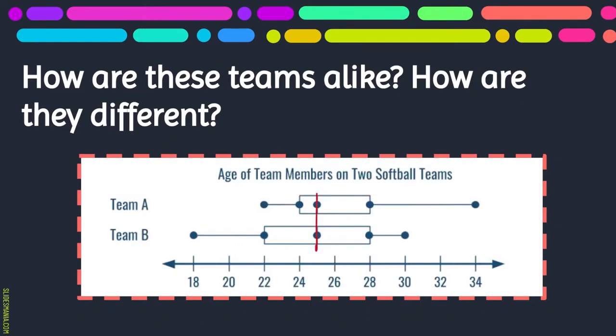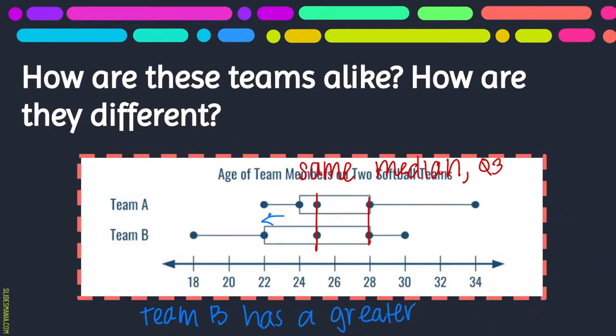When I look at these, I notice that they have the same median. So I find that interesting. They have the same median. They have the same value for quartile 3. They do not have the same value for quartile 1. And I notice immediately that the value for quartile 1 for team B is way far to the left, which tells me that that box has a wider range. So team B probably has a greater interquartile range.